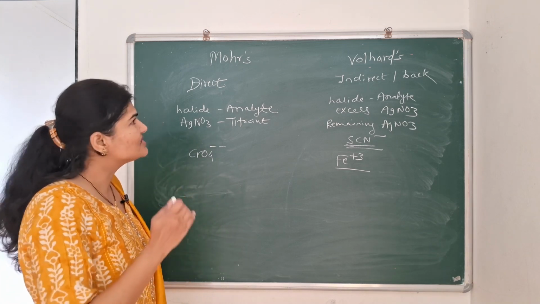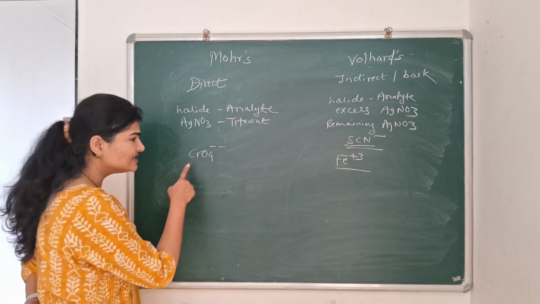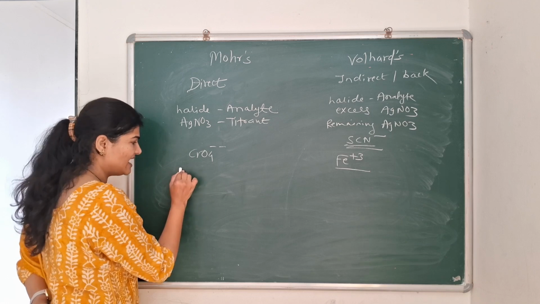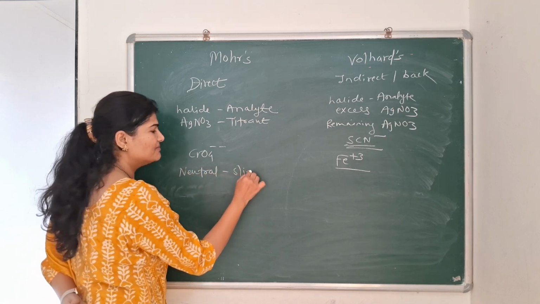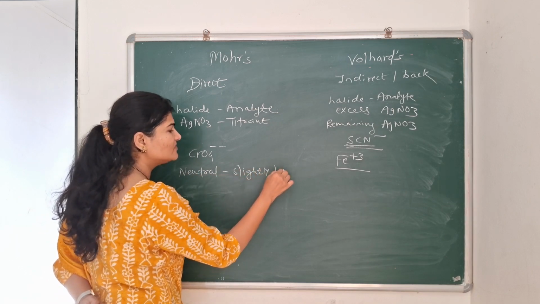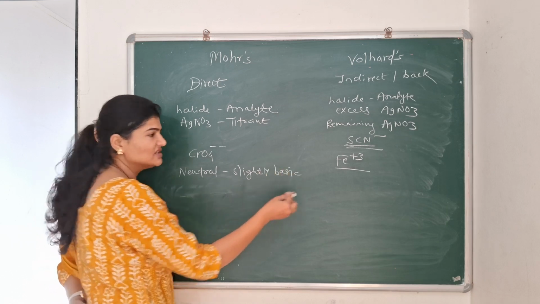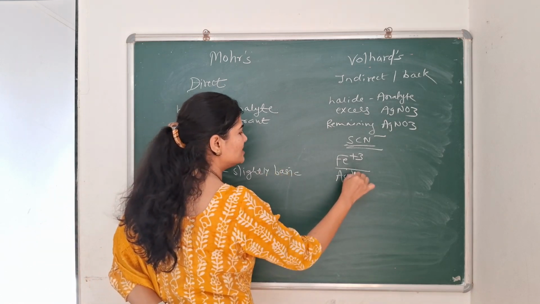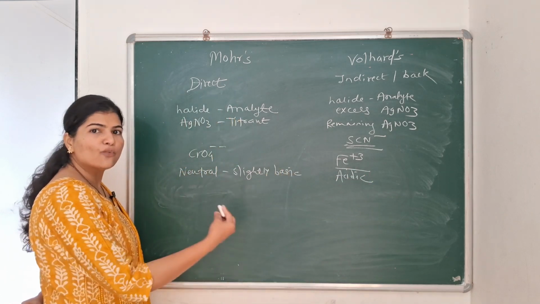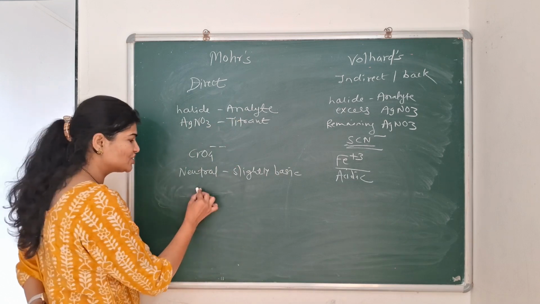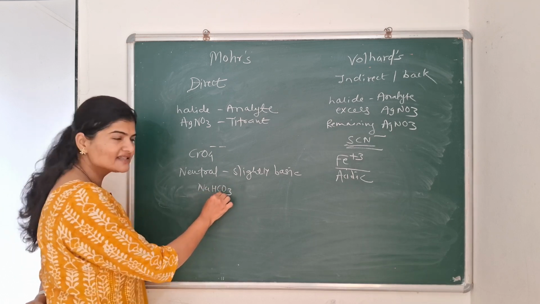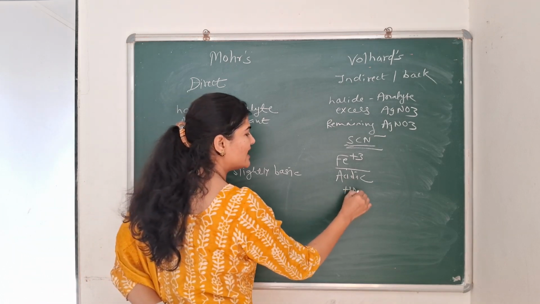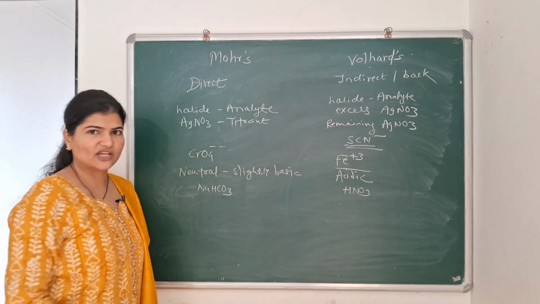Now the next difference in Mohr's and Volhard's is that this titration is carried out, as you know, in neutral to slightly basic pH, but Volhard's titration is carried out in acidic pH. So how can we actually achieve this? By addition of say sodium bicarbonate or borax, and this we can achieve by addition of free nitric acid.